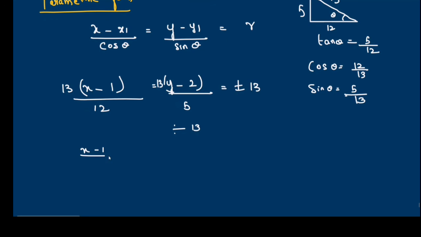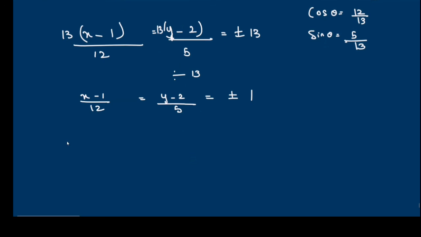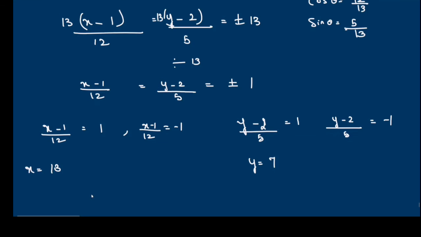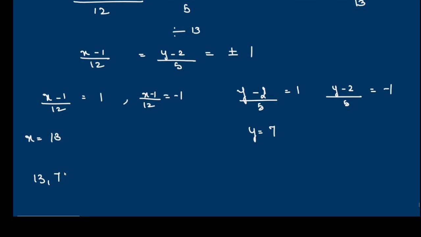(x minus 1) by 12, I am cancelling this 13 throughout, (y minus 2) by 5 is plus or minus 1. So (x minus 1) by 12 is plus 1 you take first, (x minus 1) by 12 is minus 1 you can take. The same way, (y minus 2) by 5 is plus 1, (y minus 2) by 5 is minus 1. So what is x now? 12 into 1, 12 plus 1, 13. Similarly, what is y? Here, 5 plus 2, 7. So one point is (13, 7).